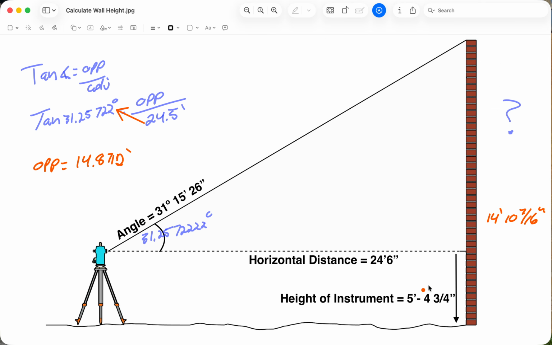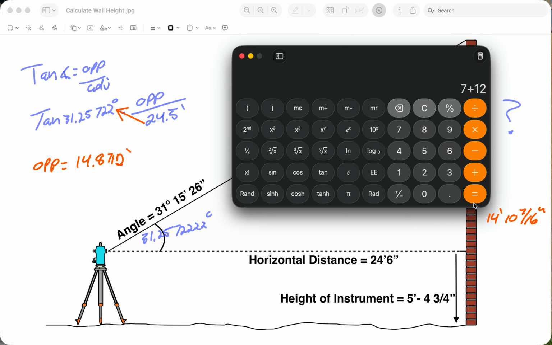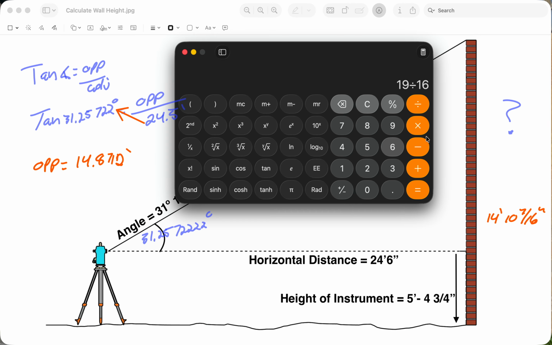Now what we have to do is add on to the 14 foot 10 the instrument height of 5 feet. Well, 3/4 is 12/16. So if I go 7 plus 12, divided by 16, 19/16 is 1 3/16. So that's going to be 1 3/16. Now we can also add on our 10 inches and our 4 inches. Let's go plus 10 and then plus 4. So that's 15 3/16.